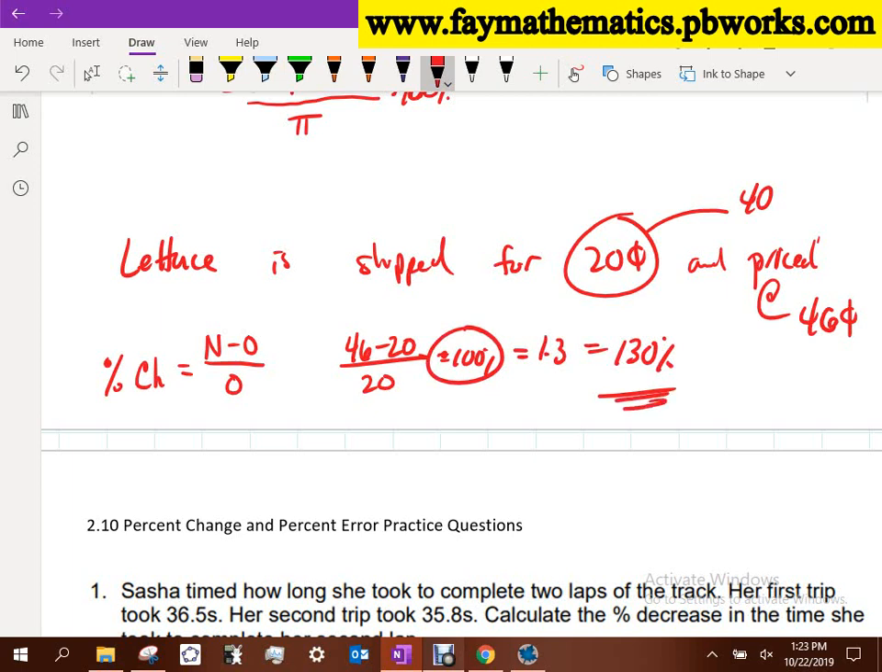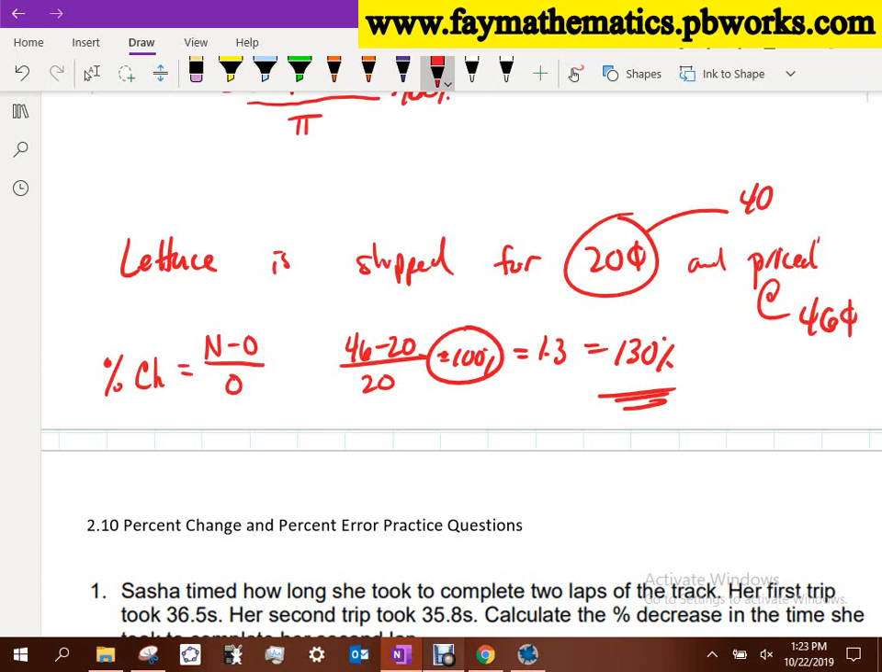Does that make sense? Okay. When you double something, that's a 100% increase. So when I see it goes above a doubling amount, it's more than a 100% increase. Does that make sense? So, sorry, 130% increase. What did you have typed in? That's okay. Don't worry about it.